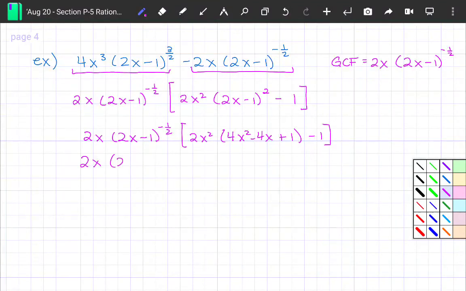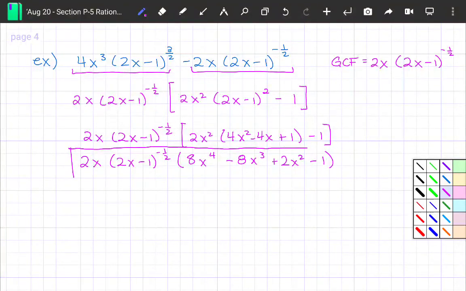And then I will distribute the 2x squared and get 8x cubed minus 8. No, I won't. Let's do that over again. I'm going to have 8x to the 4th minus 8x cubed plus 2x squared minus 1. And we're going to leave it like this for now. We may be able to factor what's in that parentheses, but we don't know it at this point.